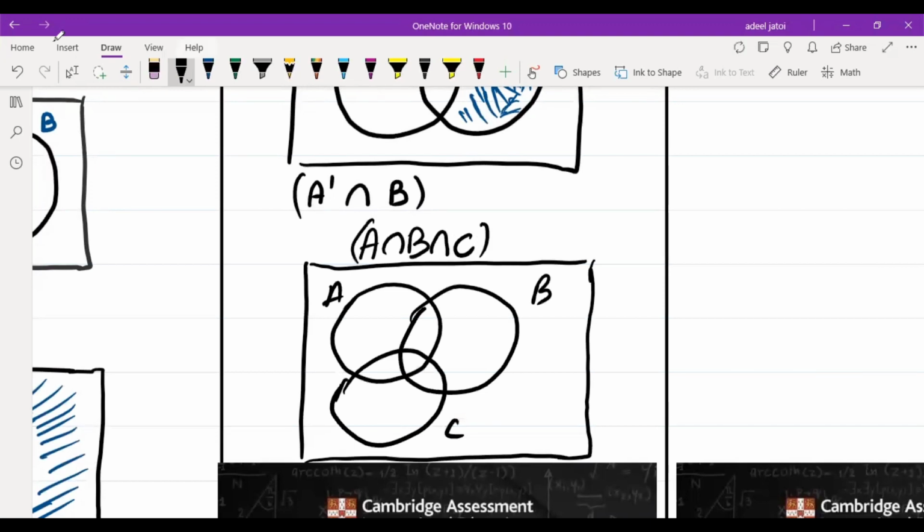So what does this mean? Common thing between all the three circles. So what we can see common between all the three circles is just this part. So we will shade this part only, because this part comes under this line, and this line. So this will be the most common part between the three circles. So we will be shading only this part.